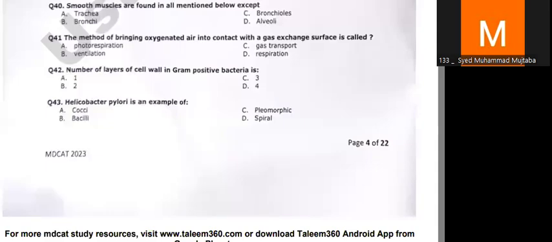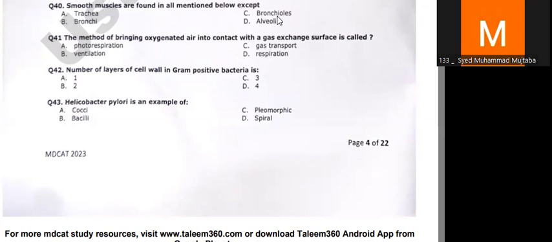Good morning. So today we will continue with question number 40. Question 40 asks which of these options is the correct one in which there is no smooth muscle. The correct answer is D, alveoli, because alveoli have a large surface area to volume ratio, which enables them to highly efficiently exchange gases such as oxygen and carbon dioxide. The reason is that they have elasticity and they are hollow inside.